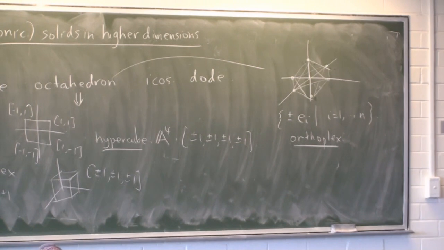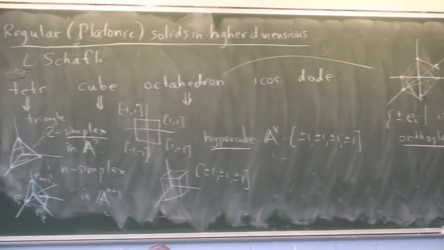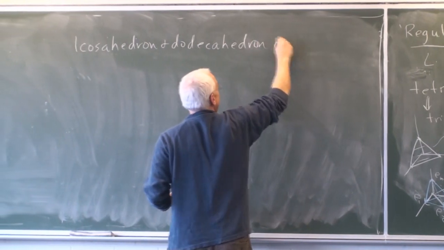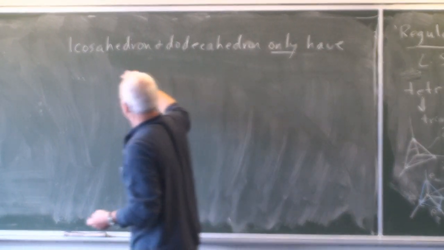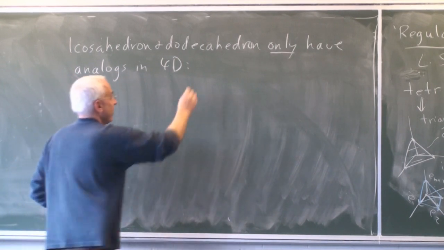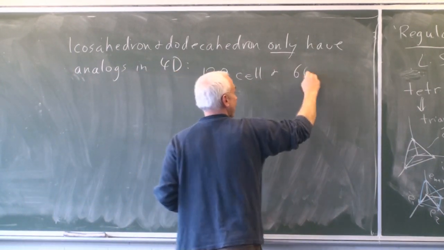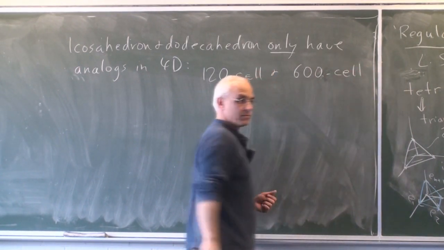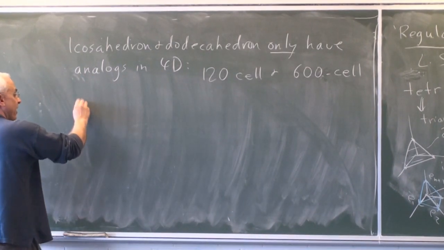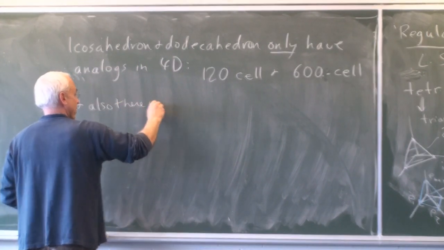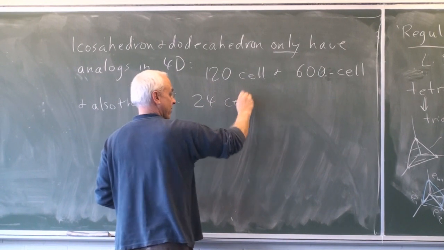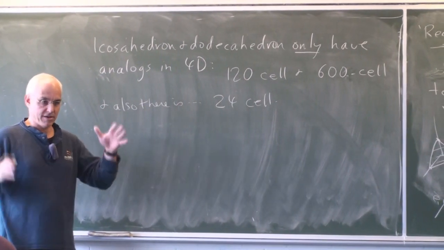So the icosahedron and the dodecahedron only have analogs in four dimensions. And they're called the 120 cell and the 600 cell, respectively. And to complete the story, there is also something in four dimensions which doesn't have a direct analog in three dimensions. That's the 24 cell. That's a kind of a new thing.